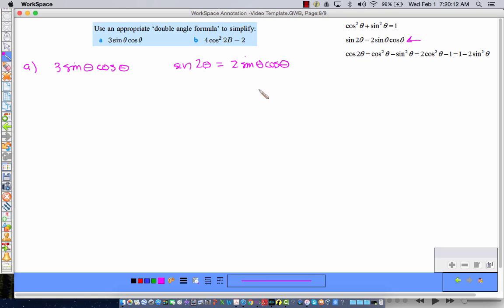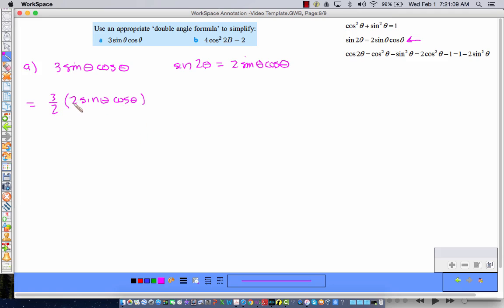So how can I work 3 sine theta cosine theta to be somewhere in the ballpark here, or to be equivalent? How can I rewrite it? Well, isn't 3 sine theta cosine theta equivalent to 3 halves times 2 sine theta cosine theta? Think about that for a second. The 2's cancel, right? The 2's cancel, and I still have 3 sine theta. If I went boom, boom, it's still 3 sine theta cosine theta.